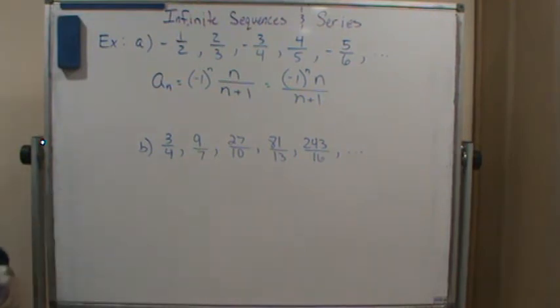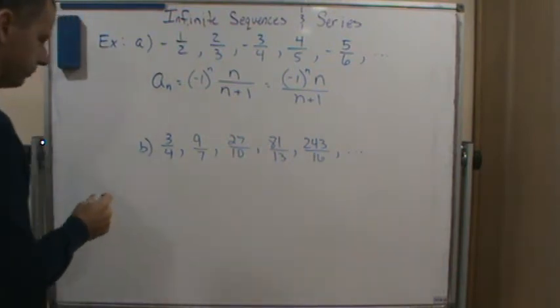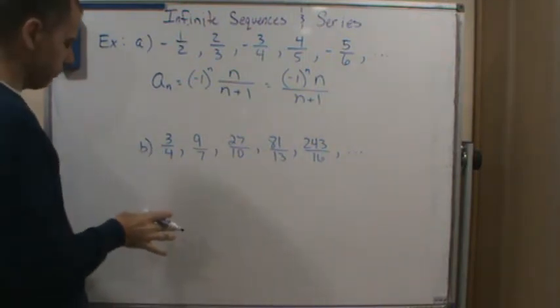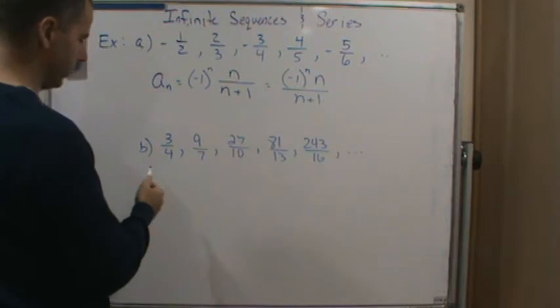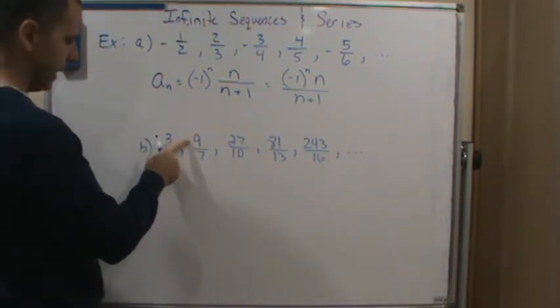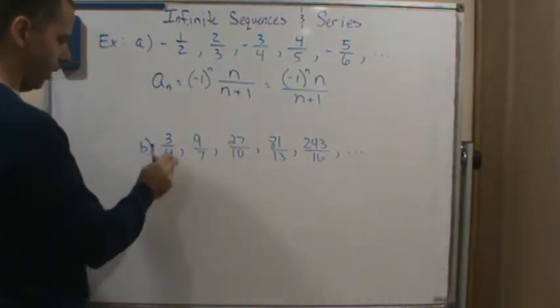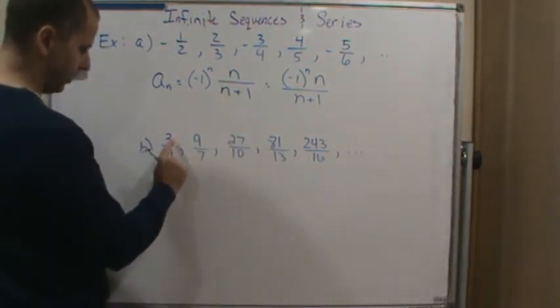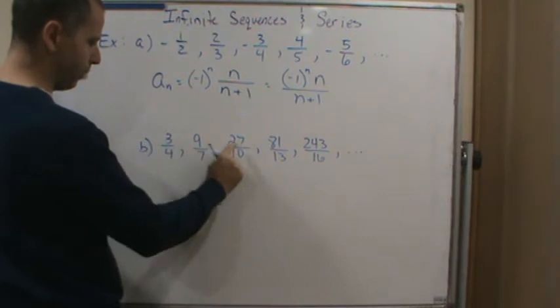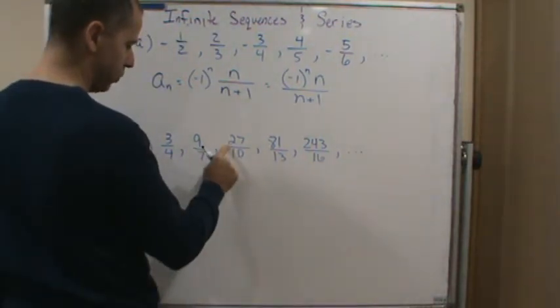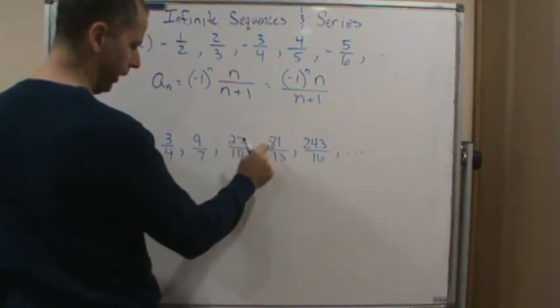So that's it. So what about B? Now, let's look at B here. And again, let's look at what's going on. So again, I'm going to look at the numerators first. So what's going on with the numerators? We're going 3, 9, 27, 81, 243. Well, right away you suspect 3, 9, and 27, that these are powers of 3. And again, if you take 3 times 27, you'll get 81.